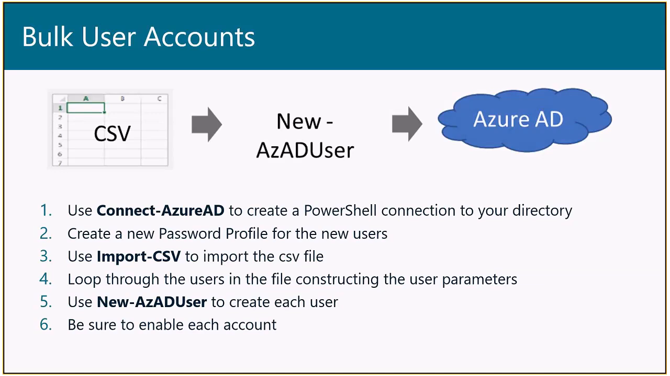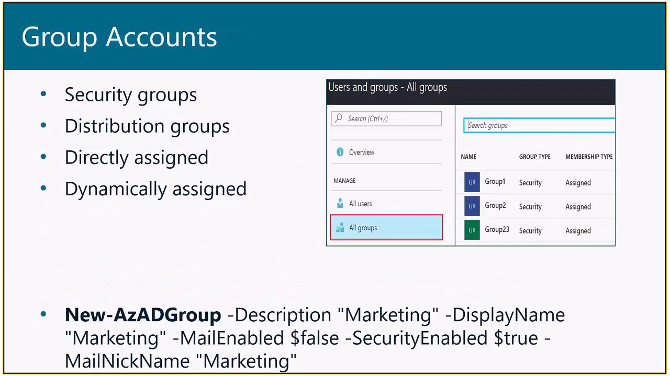Especially if you have 5,000 users, we're not going to go in and create each one of them. We're just going to use a CSV file to import and export users into Azure AD. So, okay, we've got the user. Now the next thing is groups.